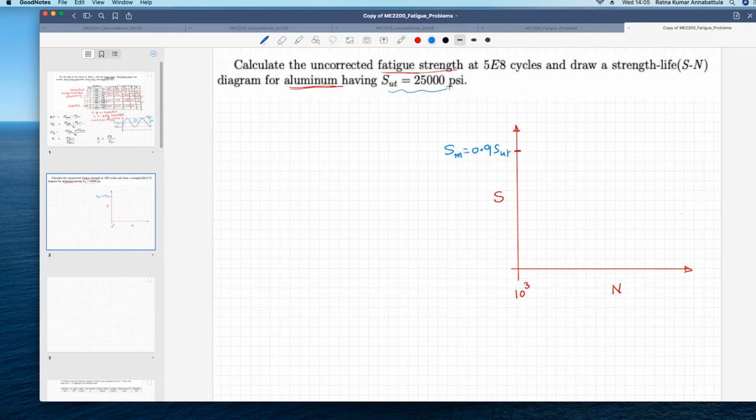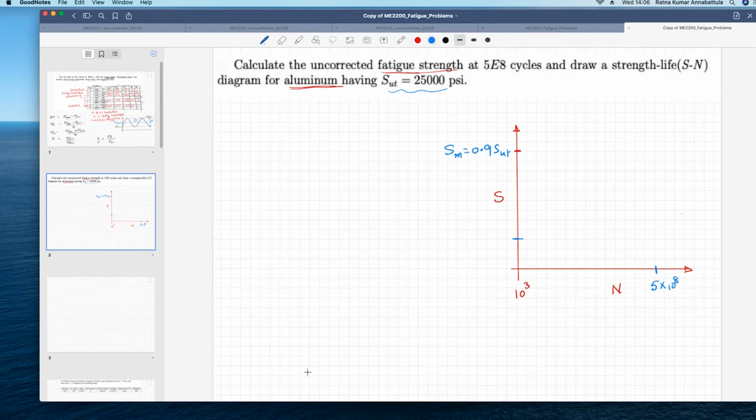Similarly, because it is aluminum, it will not have an endurance strength, but the fatigue strength of aluminum is usually evaluated at 5 into 10 power 8 cycles. So here, let us assume that this is 5 into 10 power 8 cycles. For aluminum, the fatigue strength is evaluated at 5 into 10 power 8 cycles.